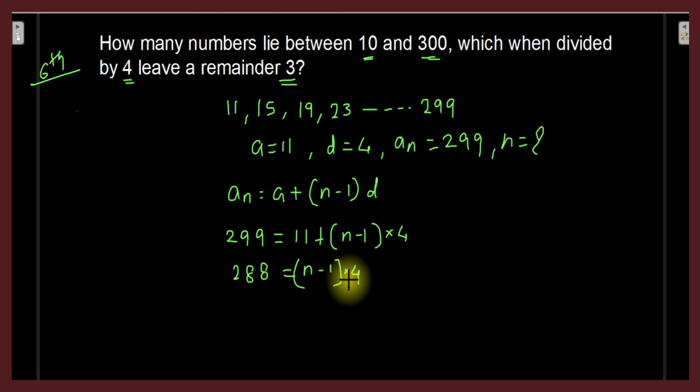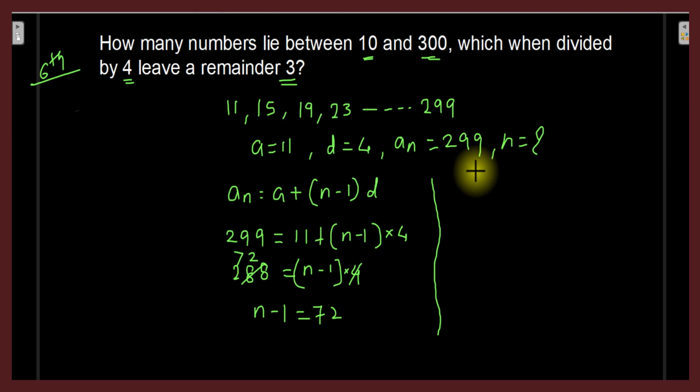Now take 4 to this side, so divide by 4: 4 ones are 4, 4 sevens are 28, and 4 twos are 8. So n minus 1 is equal to 72. The rest of the part I solve here. Take 1 to this side, so n is equal to 72 plus 1, that is 73. So you have got n is equal to 73. Highlight this, and therefore there are 73 numbers that lie between 10 and 300, which when divided by 4 leave the remainder 3. Now friends, let us move to the second question.